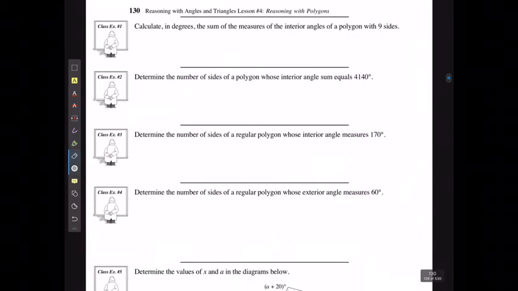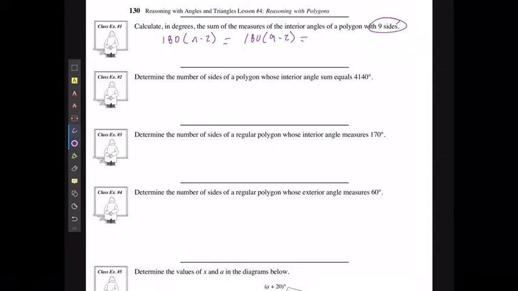So let's put this into some actual problems. First one is calculate in degrees the sum of the measures of interior angles of a polygon with 9 sides. Well, if I'm looking for the sum of the angles, it's going to be 180 times (n minus 2), or in this case, 180 times (9 minus 2), which is going to give me 1260 degrees.